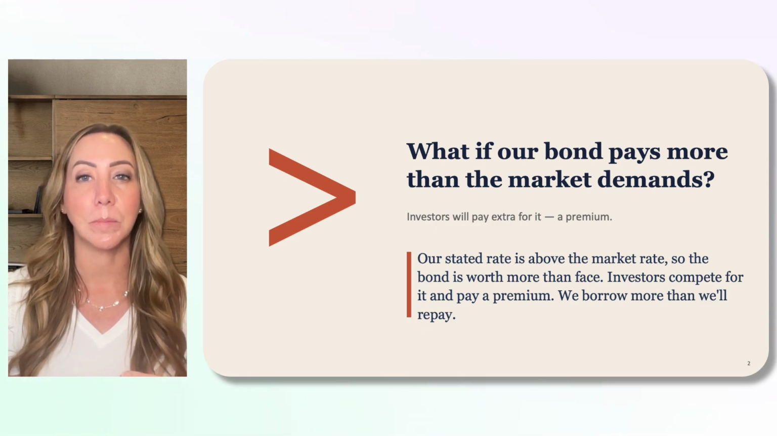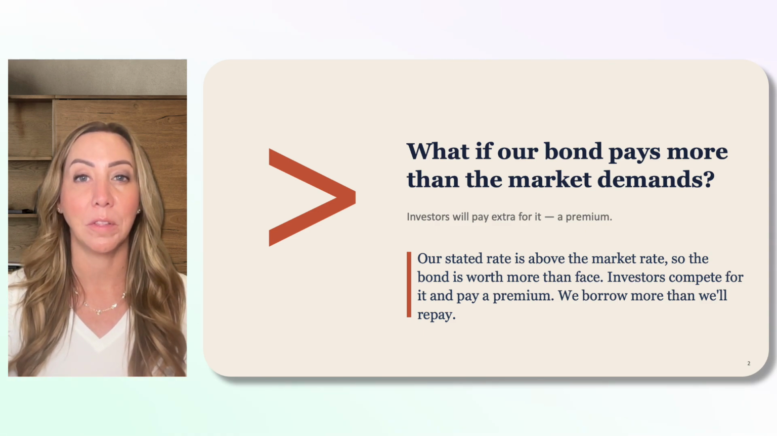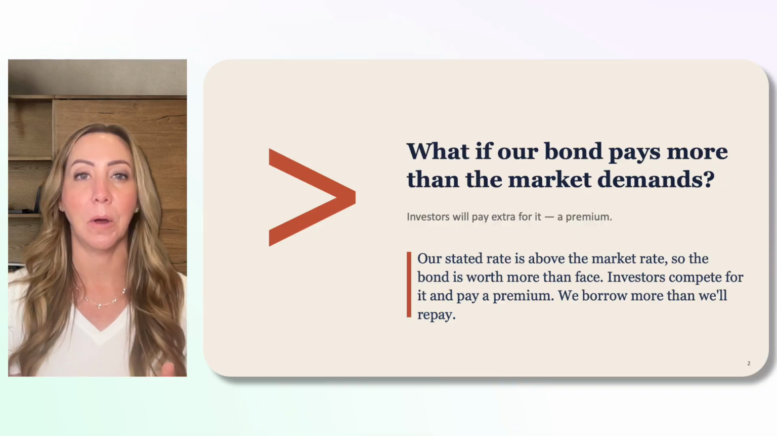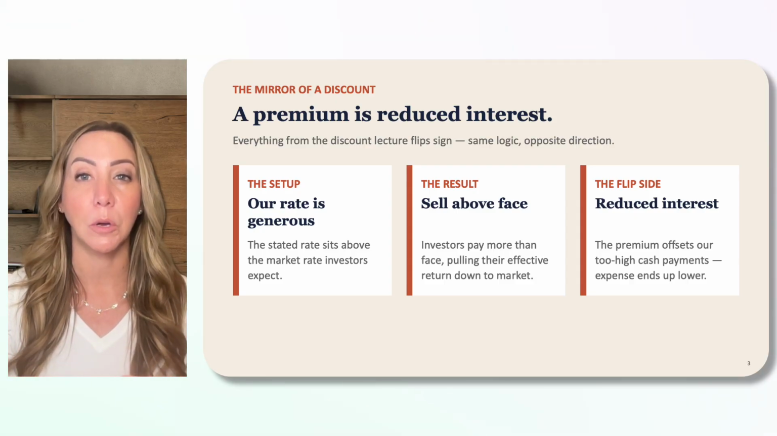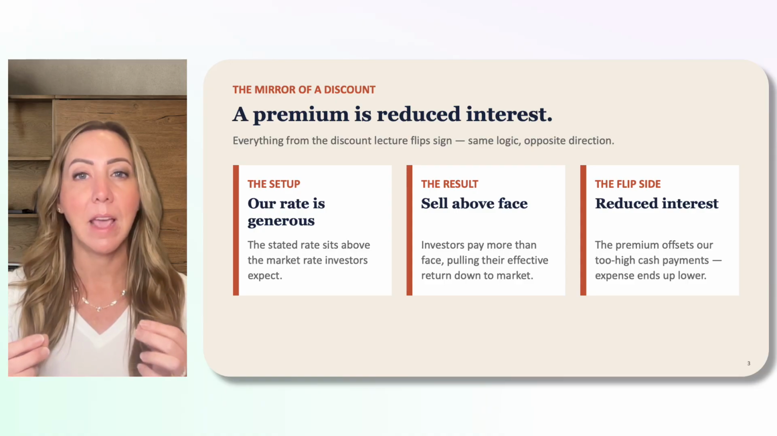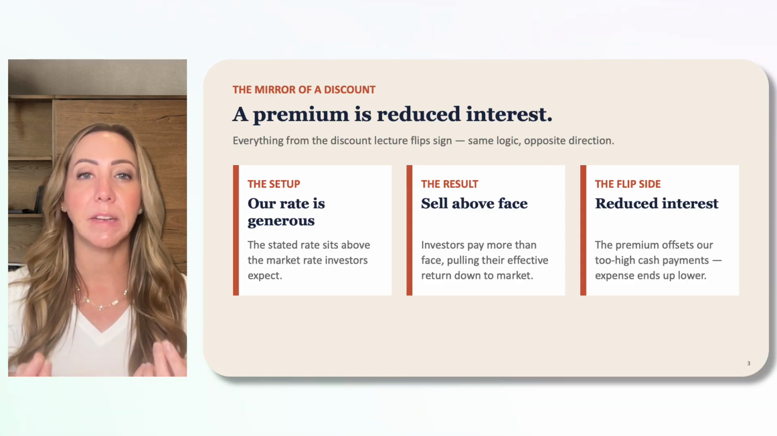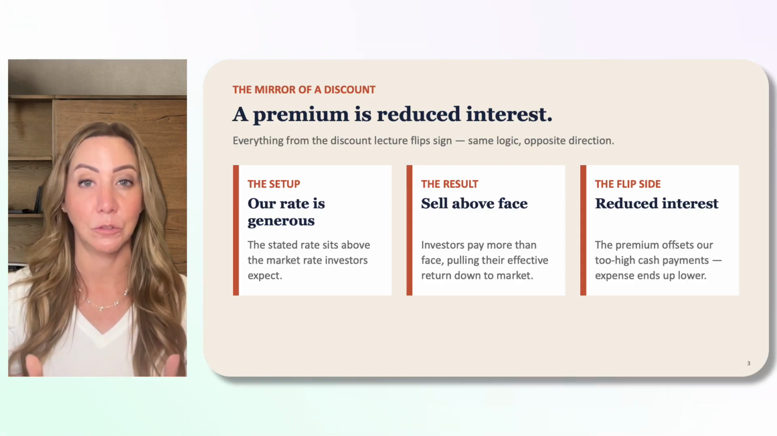And the consequence flips too. This time, we borrow more than face today, but we only repay the face amount at maturity. We end up repaying less than we borrowed. So in this situation, instead of a rate that's too low, we have a rate that's too generous. Our stated rate sits above the market rate. The result, instead of selling below face, we sell above face, and that higher price pulls the investor's effective return back down to the market rate.